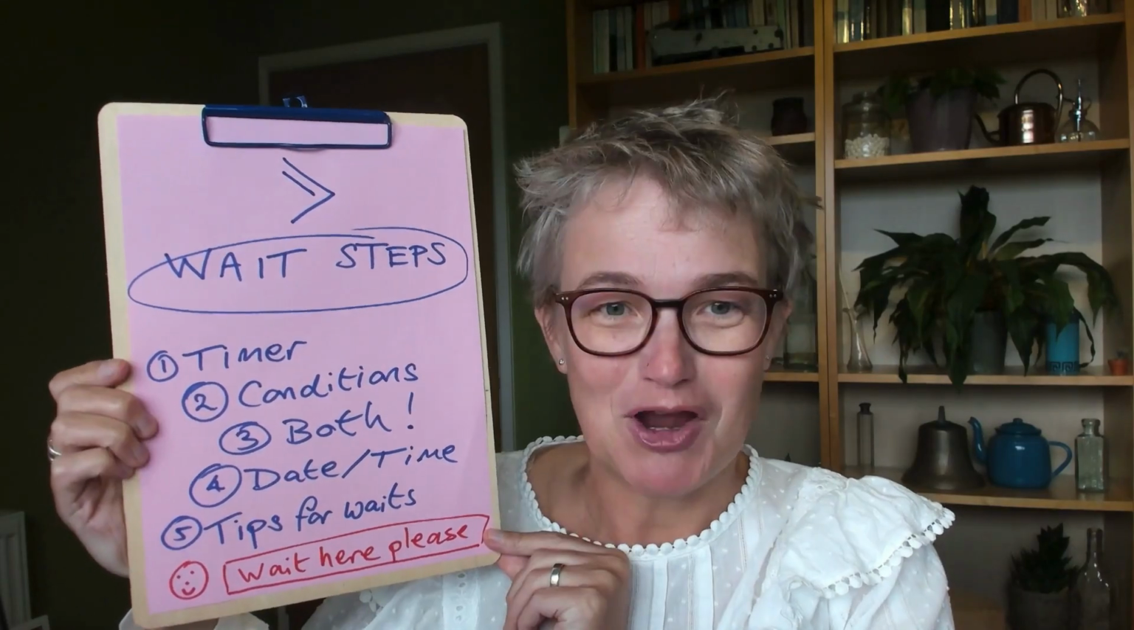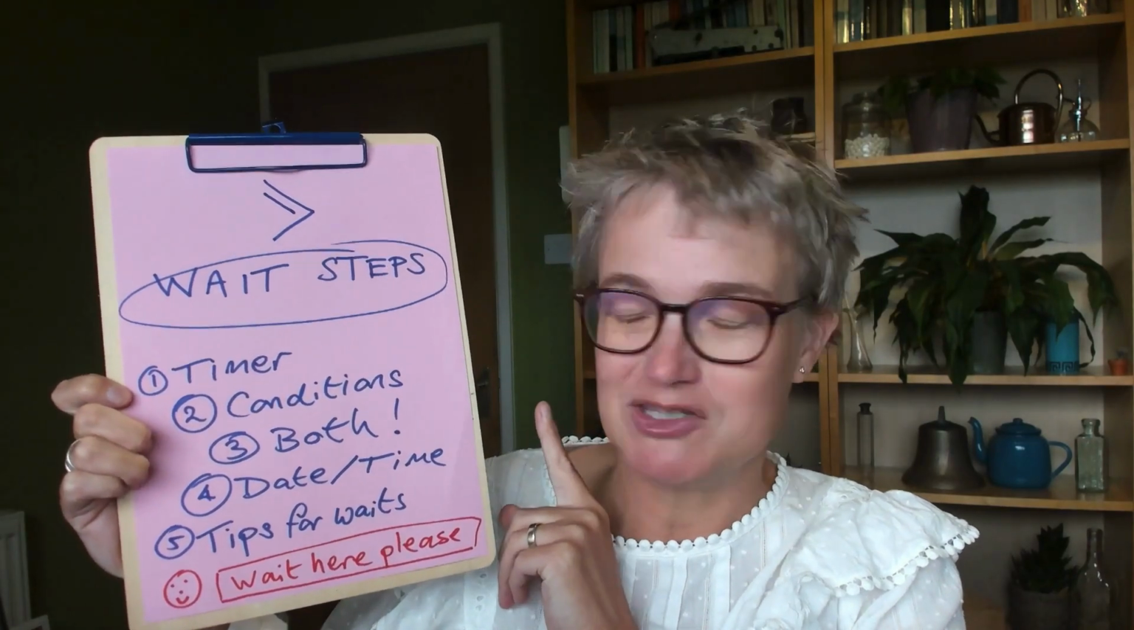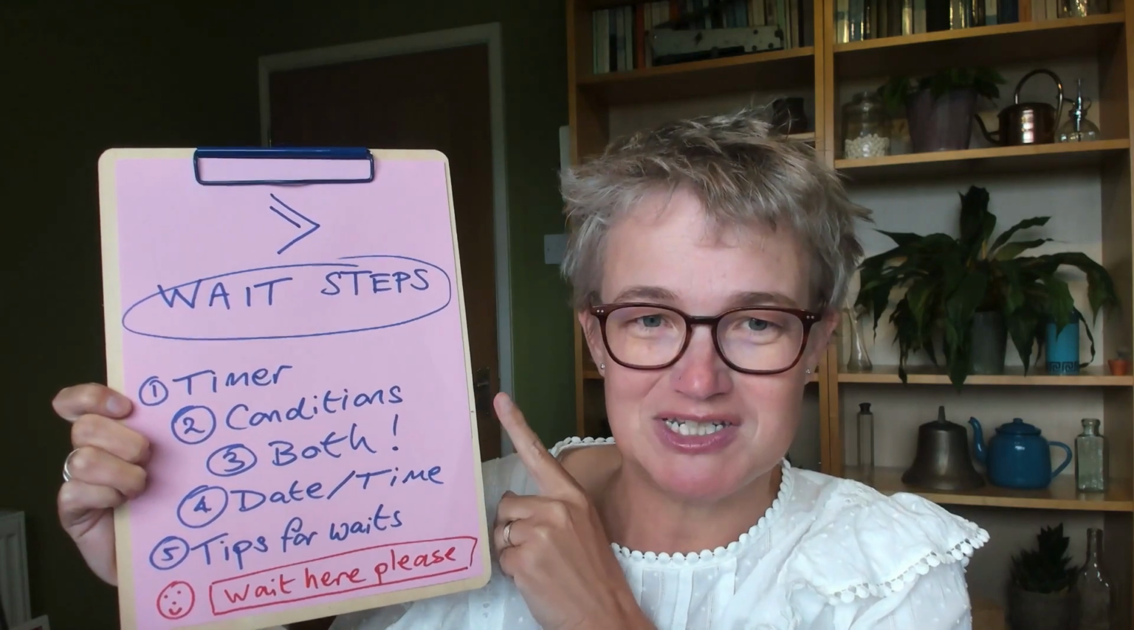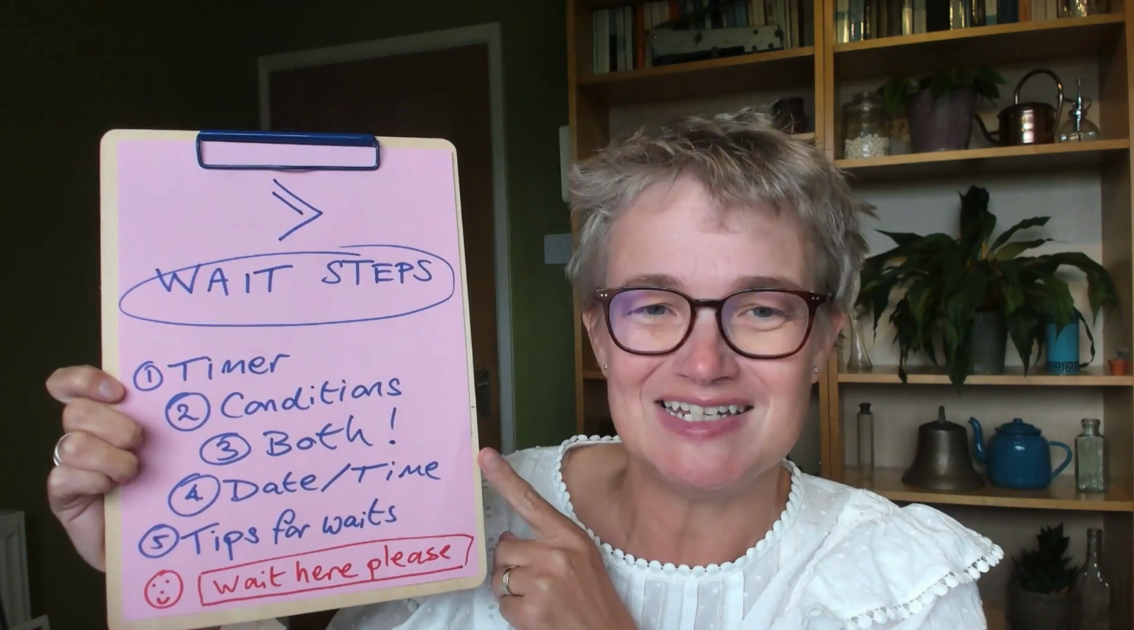Wait steps. I am going to be running through these different aspects of them. We've got some different types of wait steps: timers, ones with conditions, or both, date time waits, and some top tips. ActiveCampaign and automation in general is all about having the right thing happen to the right person at the right time. Wait steps are an essential element in automations to control the speed at which things happen and when they happen. When do we allow people to continue through these automations?